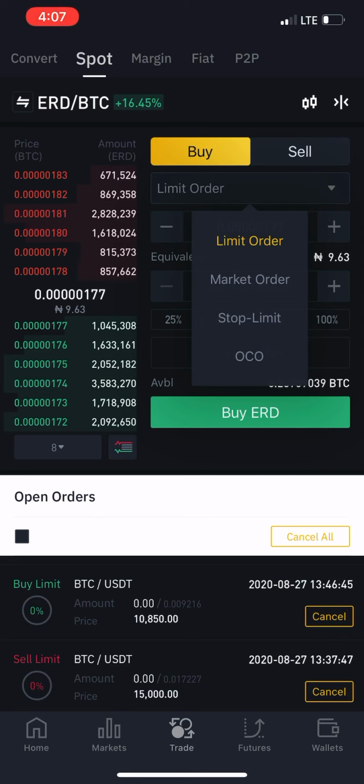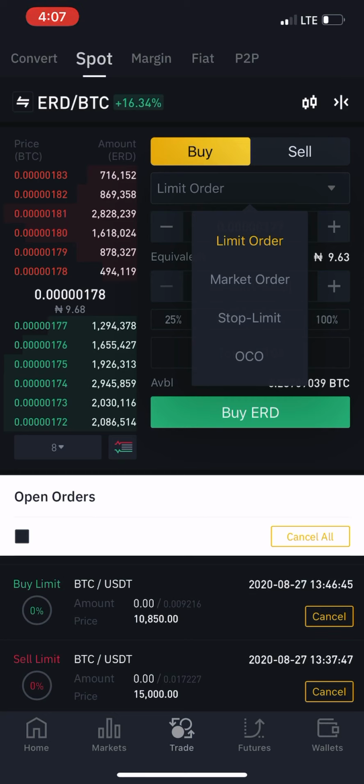Do you understand? You can see all of them are not stable. They are moving. So buyers and sellers are in the market. So limit order is where you are trying to buy at a specific price. Market order means you are trying to buy at any available price in the market, which is not good. So as a beginner, I suggest you use limit order.